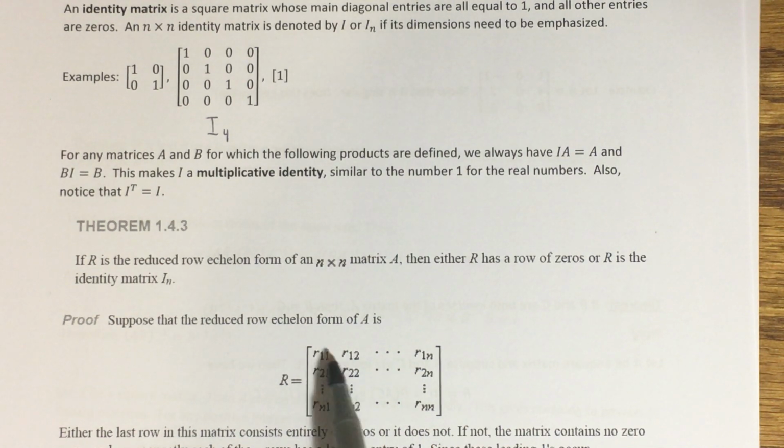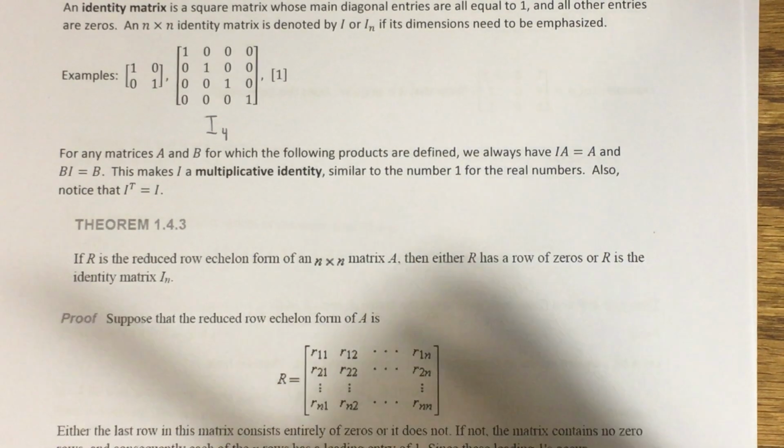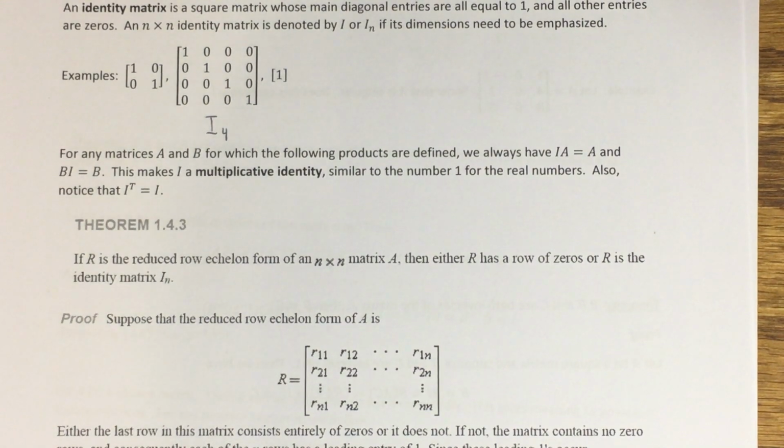That would mean that as we move from left to right, finding these leading 1s, we would reach the end, the very last column, before we reach the last row, forcing that bottom row to be a row of zeros, because that's what the reduced row echelon form would include. So what that means is essentially the leading ones are going to have to follow this pattern where we have one in the 1-1 position, and then the next would have to be in the 2-2 position, and so on and so forth.